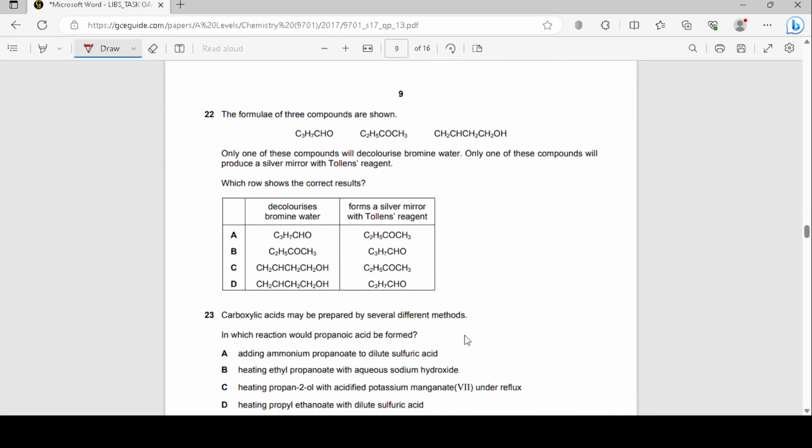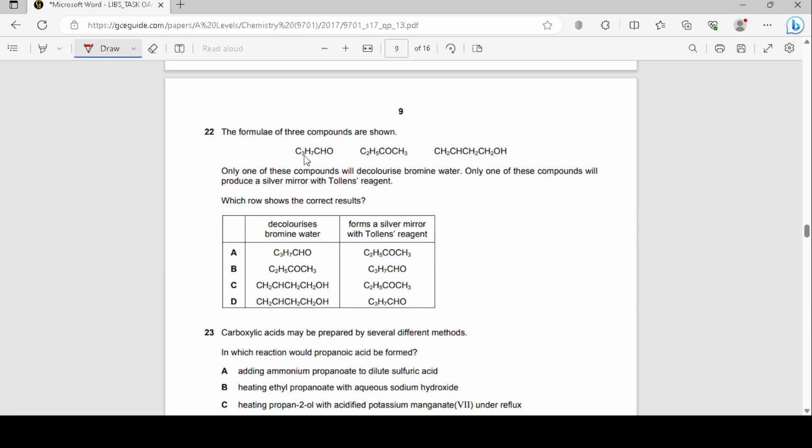Okay, our next question. The formulae of 3 compounds are shown: C3H7CHO, which is an aldehyde; C2H5COCH3, which is a ketone; and CH2=CH-CH2-CH2OH, which is an alcohol. But from this, I would assume it also has an alkene group, a double bond. So, which row shows the correct results?